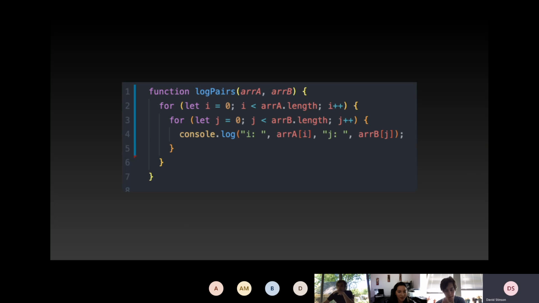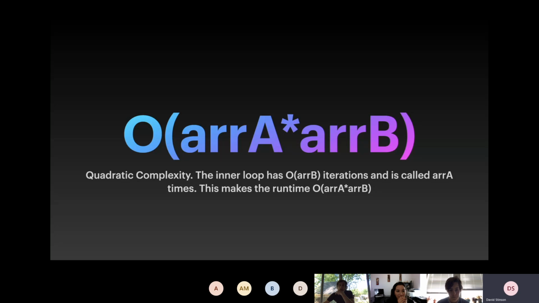It's O(n times n), or O(n to the n)? I don't know. It's quadratic. It is quadratic. Good job. So what are you multiplying together there for it to be quadratic? Both arrays, array A and array B. Yeah. Cool. So this is array A times array B.